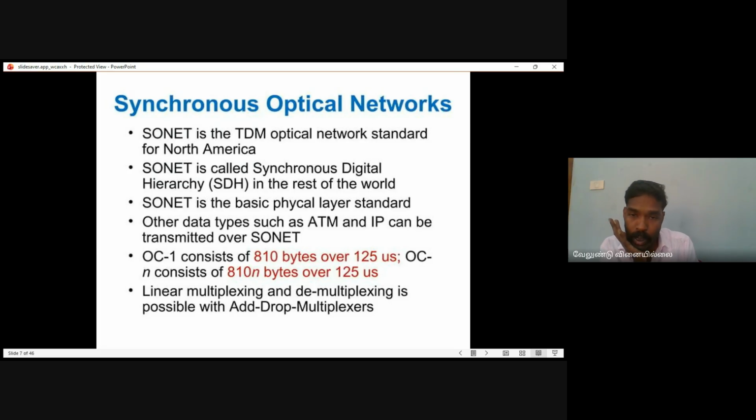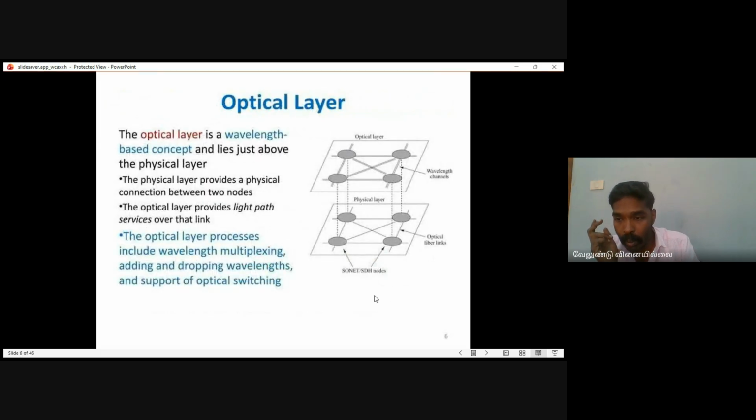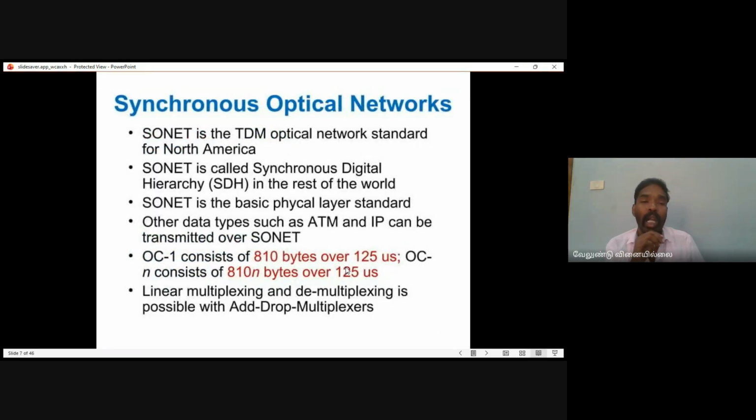The other is called synchronous digital hierarchy. What is SDH? SDH means synchronous digital hierarchy. There are two types of network, SONET and SDH. SONET means synchronous optical network, and SDH means synchronous digital hierarchy.